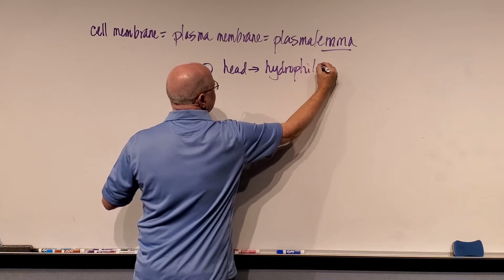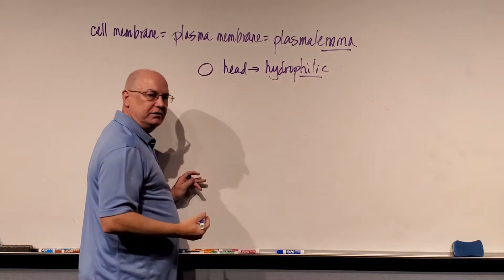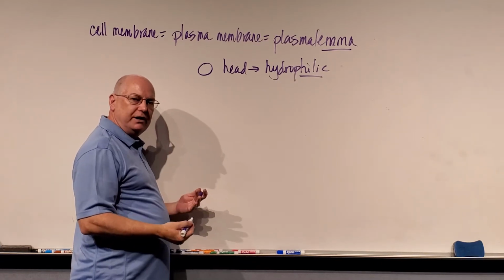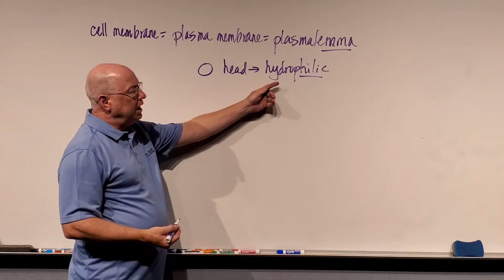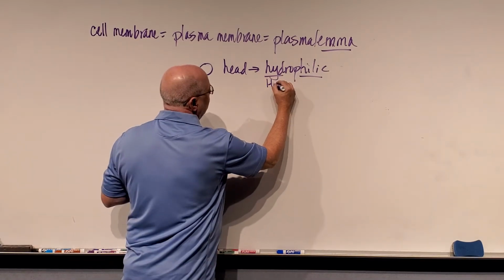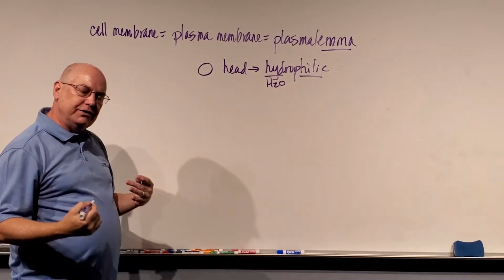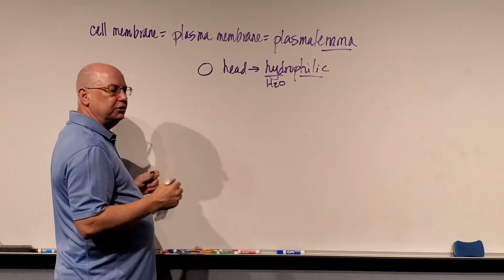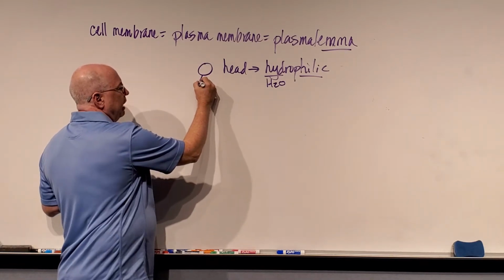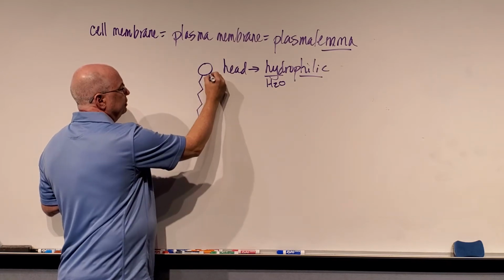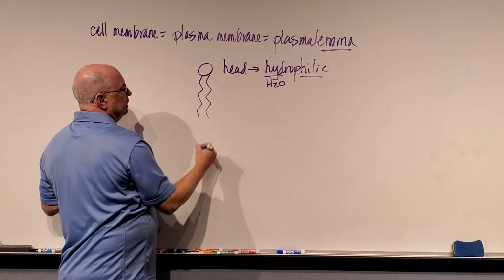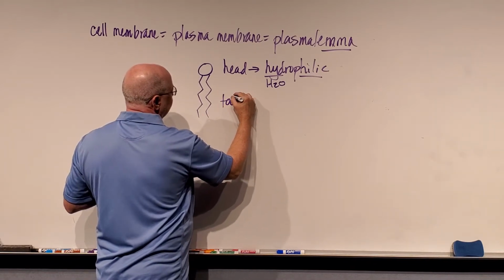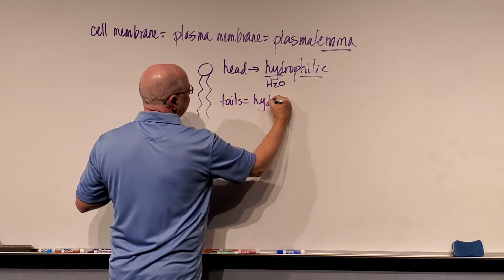Anytime you have phil, it means to love. Like a bibliophile loves books, an audiophile loves music, a hydrophile loves water. So the head of the lipid is somewhat water-loving, okay? It likes to interact with water molecules given the opportunity. And then it has these long tails that look like these little crooked chains, and the tails, there's two of them, that are said to be hydrophobic.